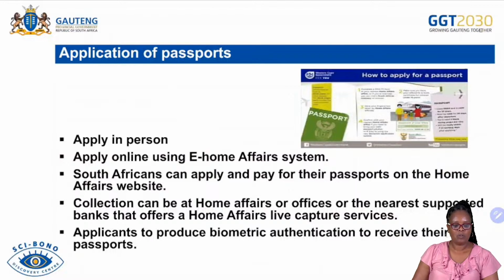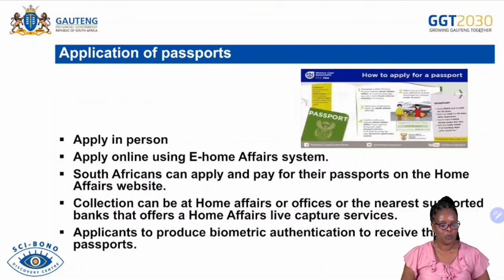Next, learners, I want us to look at application of passport. Where and how can you apply for the passport? First of all, we have to apply in person. Means you need to go to the Department of Home Affairs to apply for your passport. You go in person. You don't send anyone else. You go there because they need you. The passport will be for you.